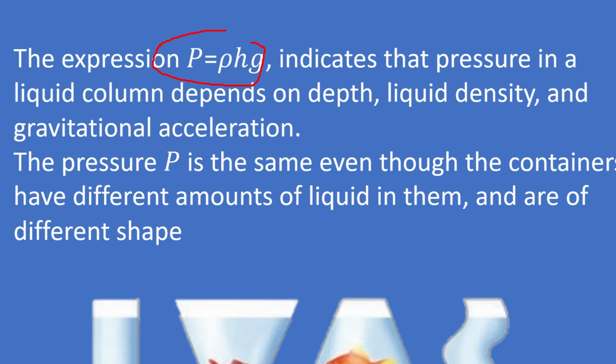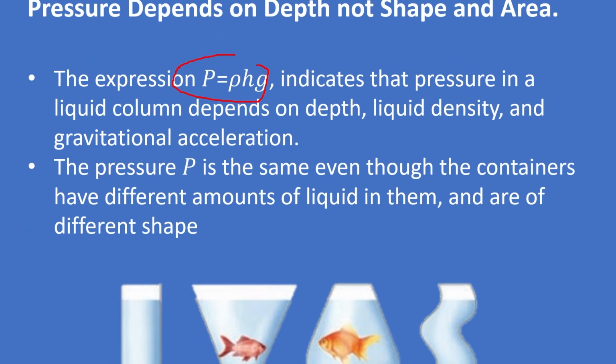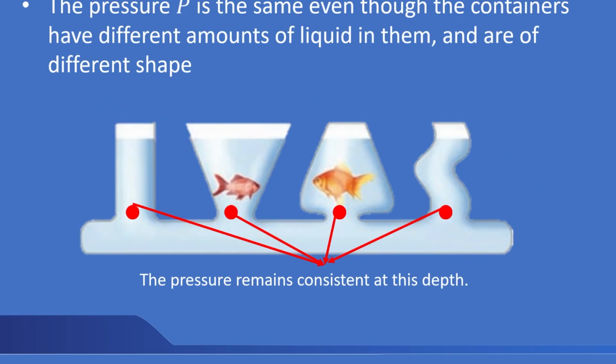Interestingly, the equation for calculating this pressure doesn't include the variable A or area. This implies that the pressure at a certain depth in a fluid is independent of the shape or size of the container. And this is because pressure acts equally in all directions and not just in the downward direction. So, the pressure at a certain depth in the fluid is the same, whether you are in a narrow tube or in a wide basin, as long as the depth, the fluid density, and the gravity remain the same. As shown here, the pressure remains consistent at this depth regardless of the container shape.